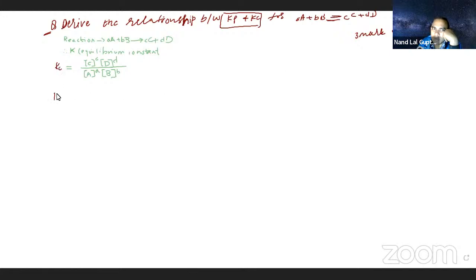This is the KC. If you are writing KP, how can you write partial pressure of P power C, that is P D power D, in terms of P A power A and P B power B? From the ideal gas equation, you know. What is the ideal gas equation? PV is equal to nRT.